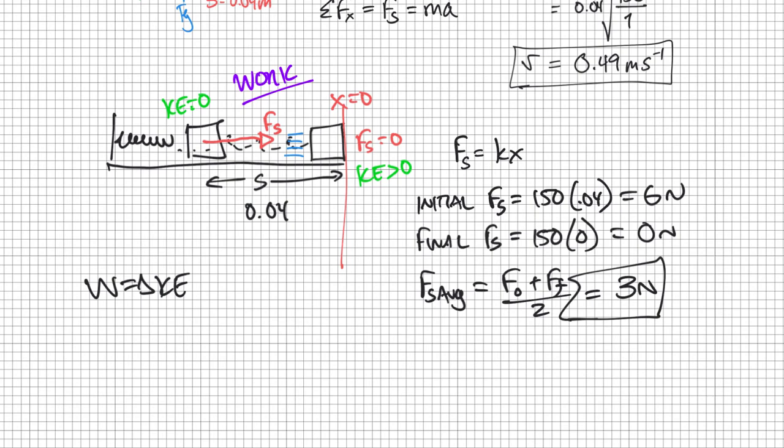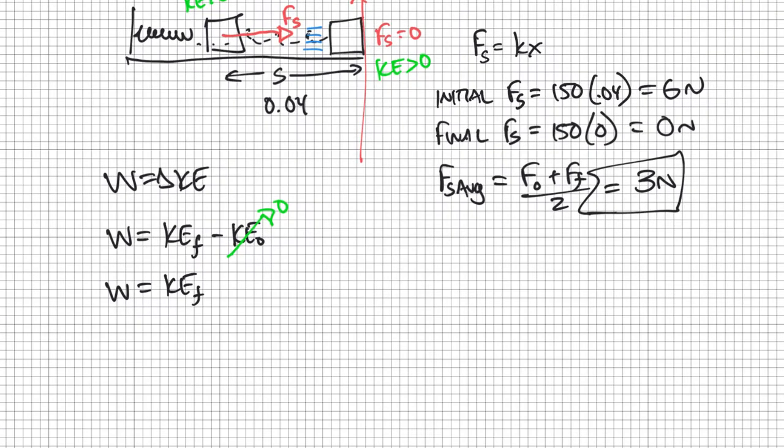So if we can find the amount of work that's done, we should be able to find the change in kinetic energy, which, if I write that out, is kinetic energy final minus kinetic energy initial. Again, our kinetic energy initial is 0. So this just becomes work equals the amount of kinetic energy that I have at the end. We know that work is force times displacement times cosine theta. And we know that kinetic energy is 1/2 mv squared.